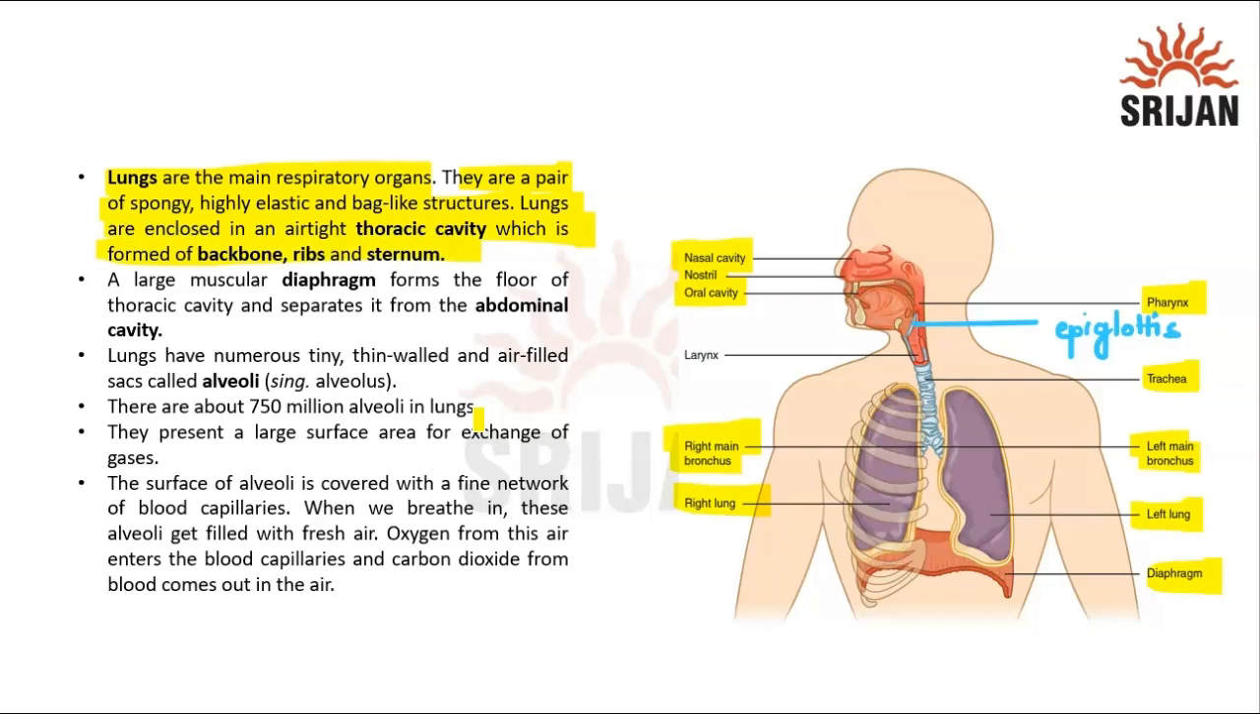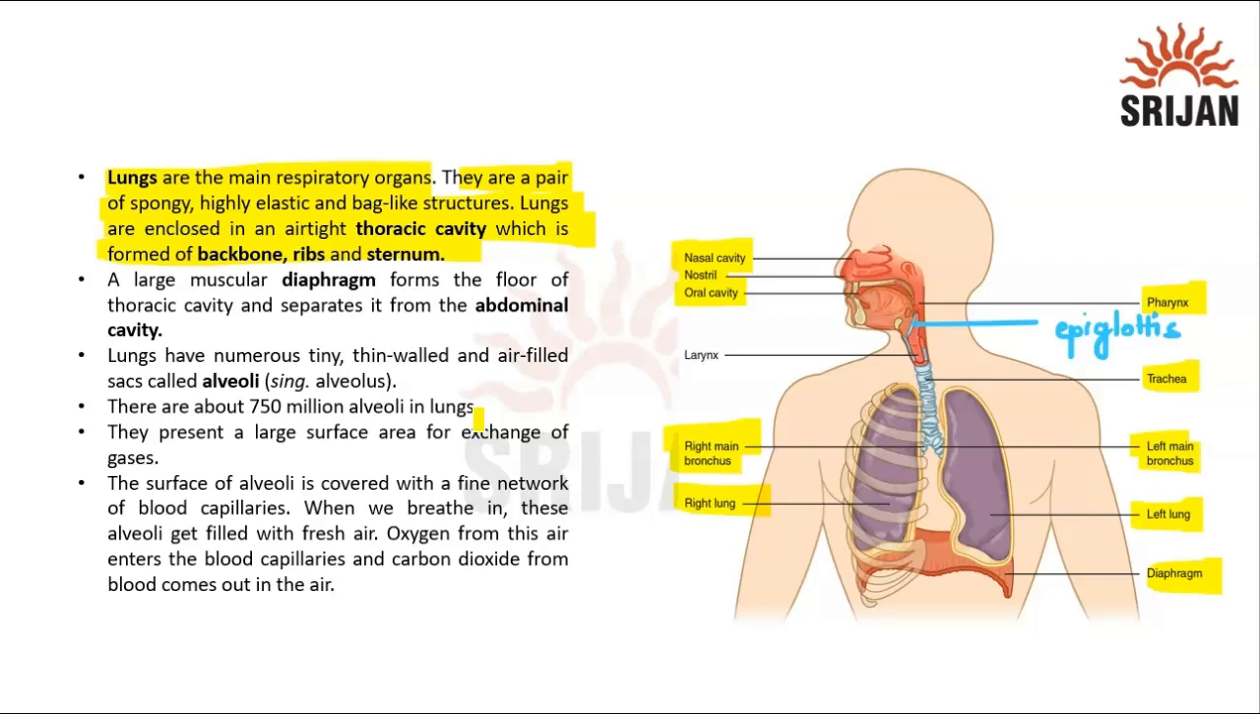Now, the whole point of telling you about this is why the lungs have such a structure. First of all, they are elastic because they have to perform gaseous exchange. They have to fill in the air and they have to remove the air. So contraction and relaxation both have to be there, and for that, they have to be elastic. And why bag-like? Because it is able to hold the air. That is why it is bag-like. And as I said, it has to be supported, so it is supported by the backbone, ribs, and sternum.